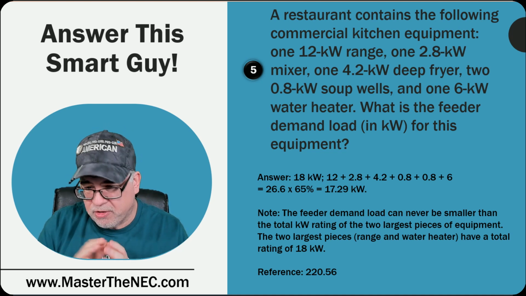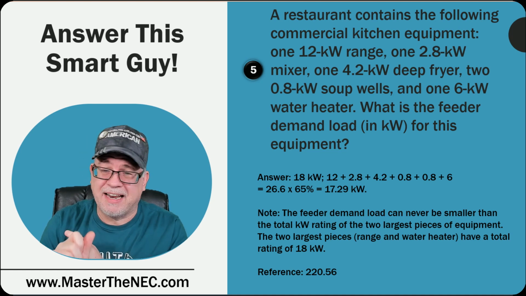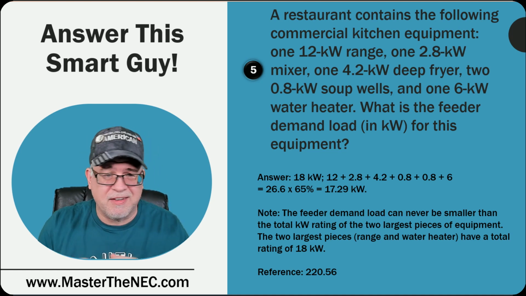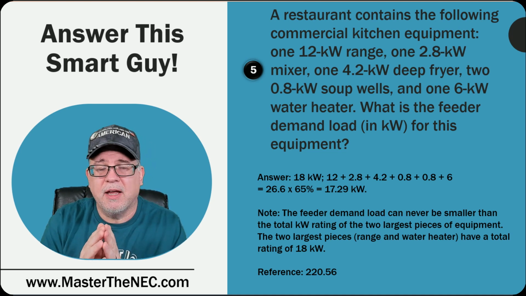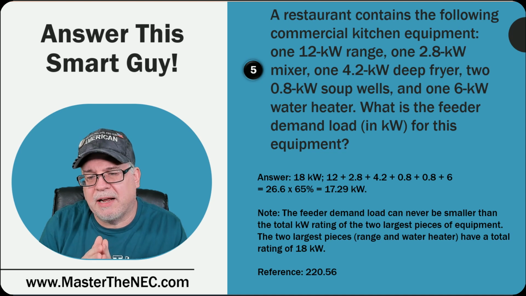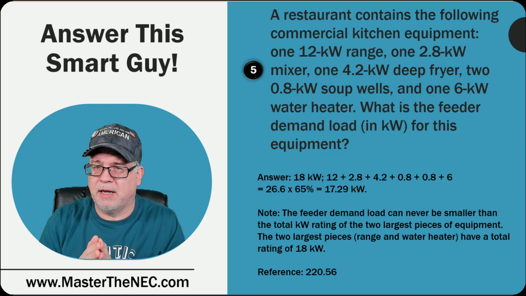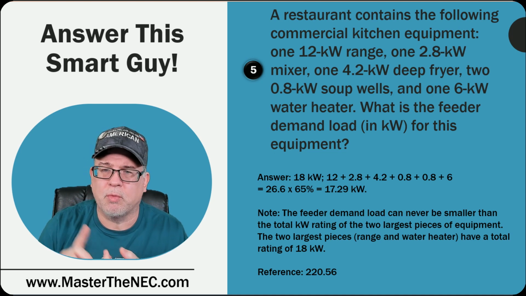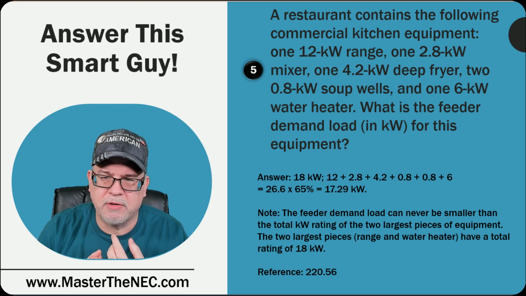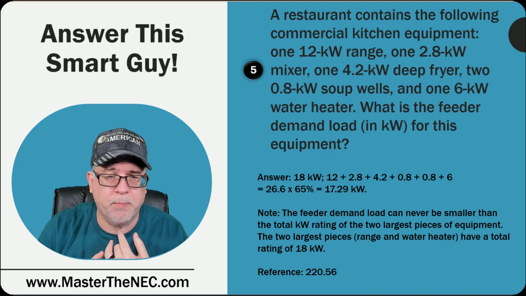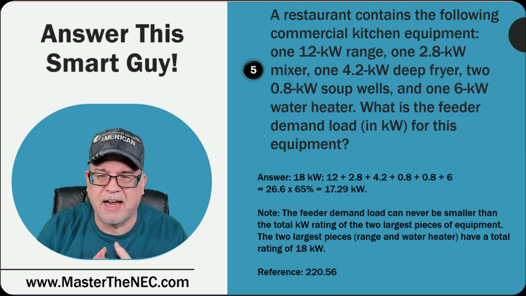Of course, the first thing you're going to do, and we'll look at the code, is remember that you've got to take the values that are given here. Okay, this is not a dwelling application. This is a commercial kitchen. So there's a code reference under 220.56 for commercial kitchen equipment. All of this falls within that kitchen. So it's a restaurant. We've got a 12 kW range, one 2.8 kW mixer, one 4.2 kW deep fryer, 0.8 kW soup wells. Guess they don't pull that much. And then one 6 kW water heater.